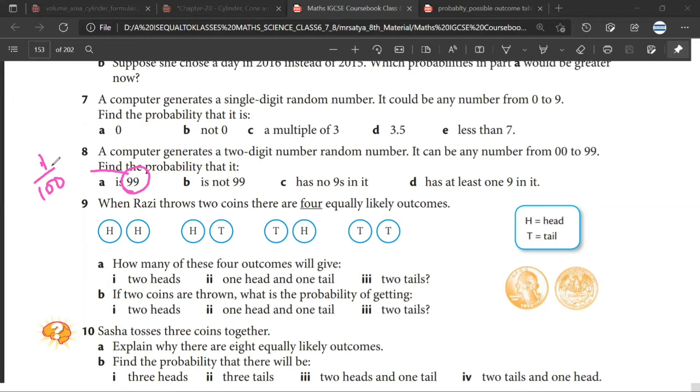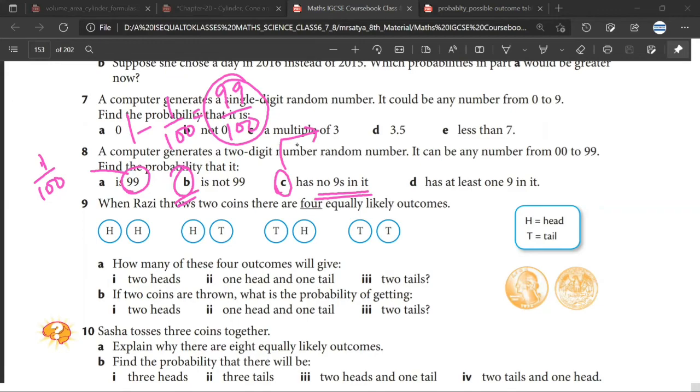Yes. Now let us look at the second number. It is not 99. What will be the answer? 98 upon 100. 1 minus 1 upon 100, which is equal to 99 upon 100. Any doubt? No doubt. C part has no 9s in it.